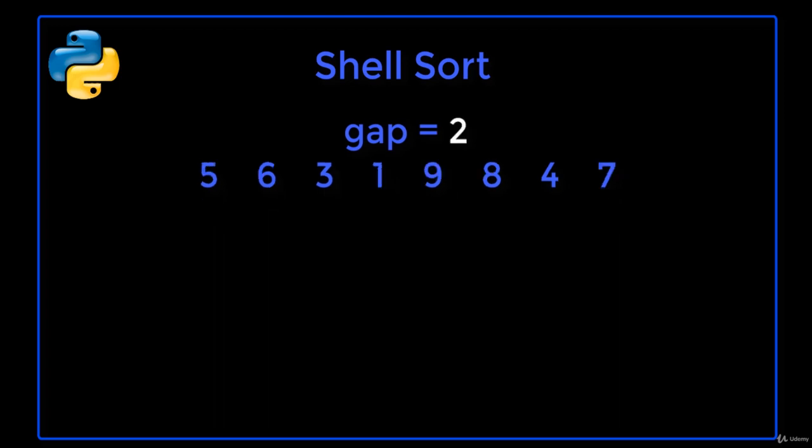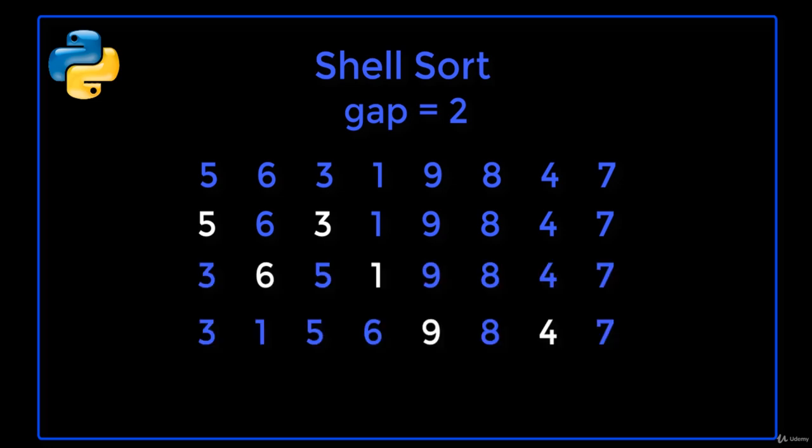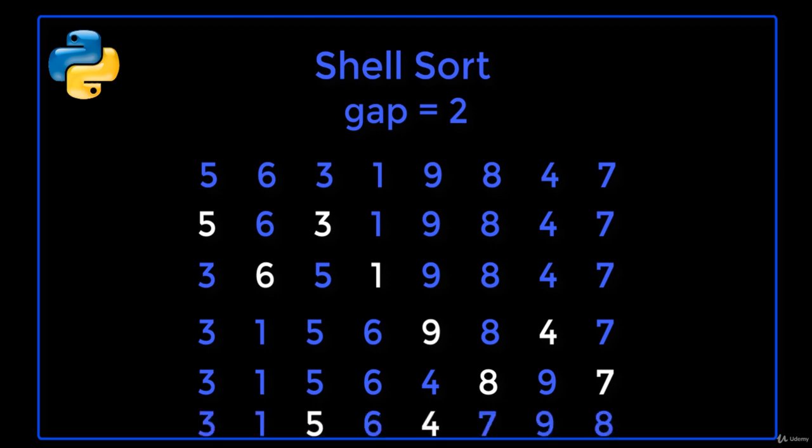On the second iteration, the gap is cut in half, so the gap is now 2. 3 is less than 5, so we swap these 2 elements. 1 is less than 6, so we swap these 2 elements. 4 is less than 9, so we swap the 9 and the 4. 7 is less than 8, so the 2 elements are swapped. The 4 is less than 5, so we swap those 2 elements.